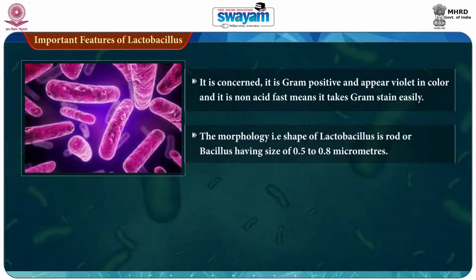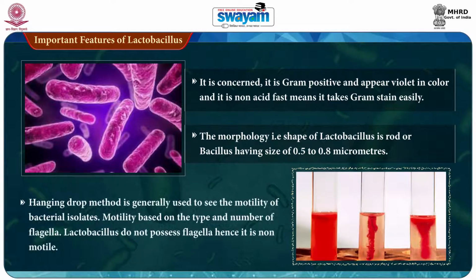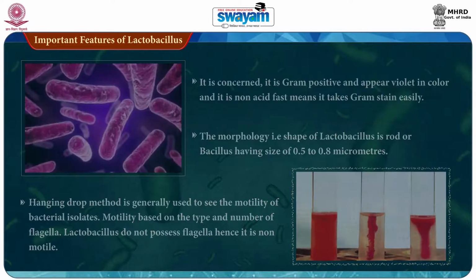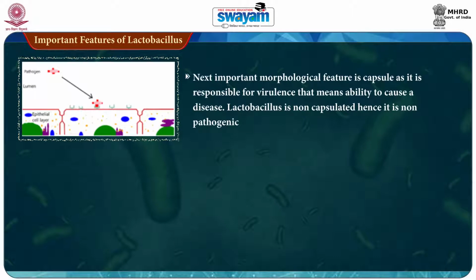The morphology, that is the shape of lactobacilli, is rod or bacillus, having a size of 0.5 to 0.8 micrometers. The next feature is motility. By the hanging drop method, we can come to know whether the bacteria is motile or not. Motility is based on the type and number of flagella. Lactobacillus does not possess any flagella, hence it is non-motile. The next important morphological feature is the capsule, as it is responsible for virulence, that means the ability to cause disease. Lactobacillus is non-capsulated, hence it is non-pathogenic.